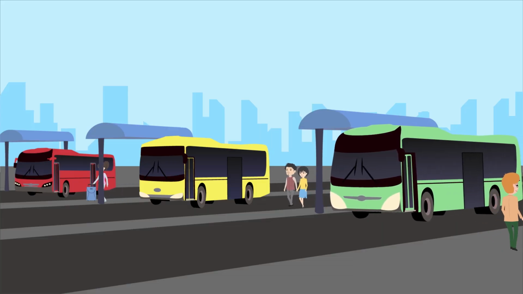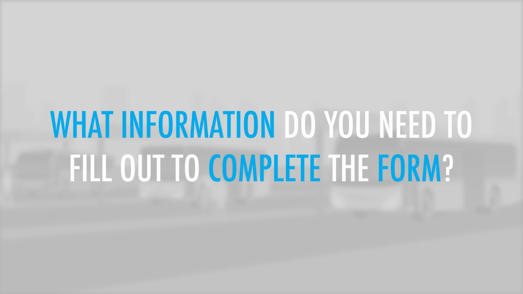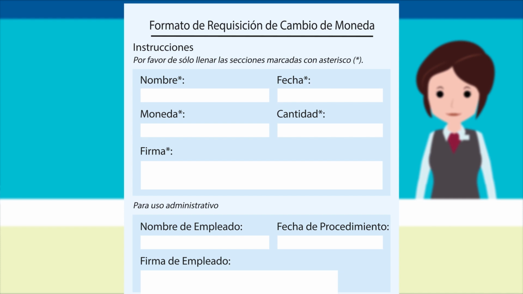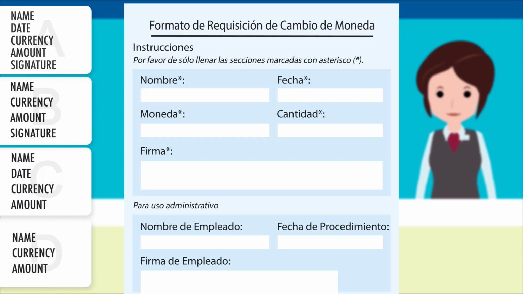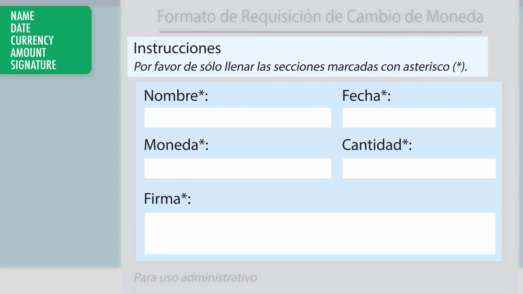You just got off a plane and are walking through the bus terminal of the airport. There's a stall where you can exchange money at the bus terminal. You attempt to do so, but the staff member first hands you a form to fill out instead. What information do you need to fill out to complete the form? The form states that you need to fill out your name, the date, the currency, the amount, and signature.